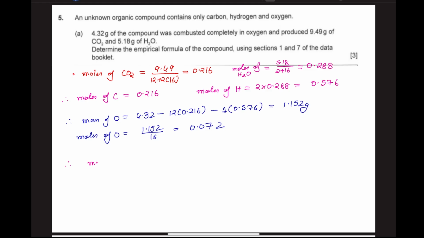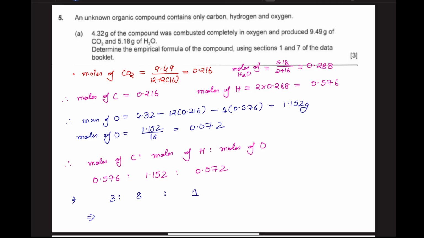Now we have to find the simplest whole number ratio. Moles of carbon is to moles of hydrogen is to moles of oxygen. So 0.216 is to 0.576 is to 0.072. Next step is you divide all of them by the smallest number. So here the smallest number is 0.072. When you divide them, you'll get 3 is to 8 is to 1, which are all nearly whole numbers. So C3H8O would be your empirical formula. Done.